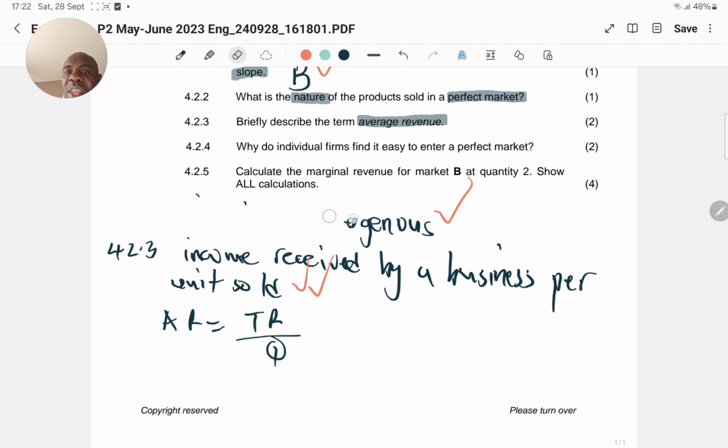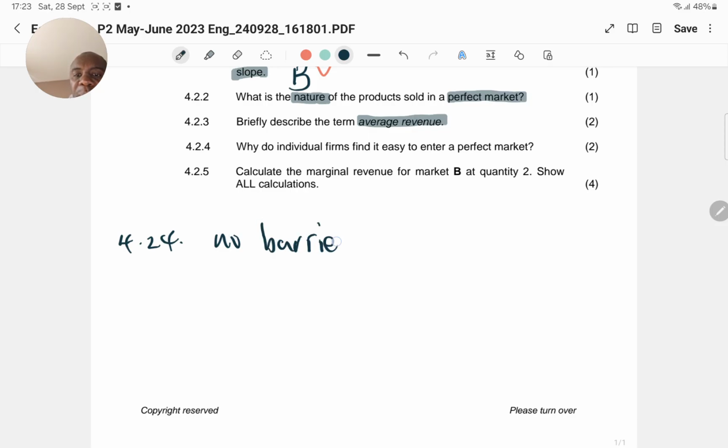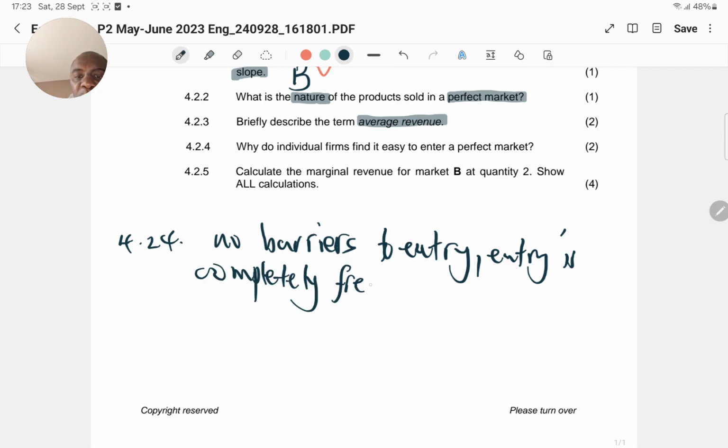On question 4.2.4, they want you to explain why individual firms find it easy to enter a perfectly competitive market. They find it easy because there are no barriers to entry. Entry is completely free. For monopoly as a market structure, there are barriers to entry in the form of patents and high operational costs. But for perfectly competitive markets, there are no barriers to entry. Every business can easily enter the market and start operating. So this would have given you 2 marks.